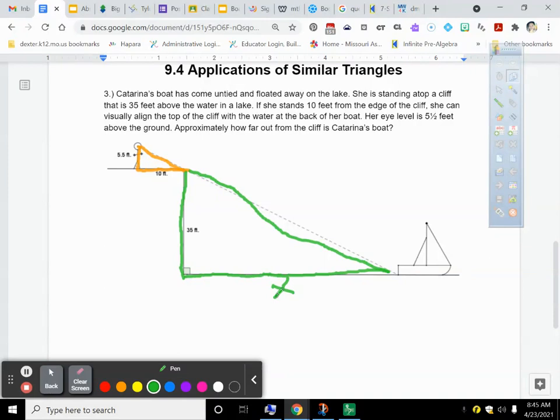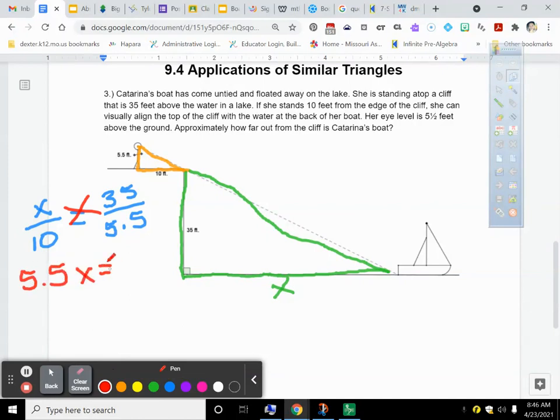All right, Taylor, how would I set up my proportion? X over 10 equals 35 over 5.5. Do y'all agree with that? He did the bottom over the bottom equals the side over the side, and he did the boat to the person on both of them, so it's perfect. All right, Bailey, what do I do next? Cross multiply, perfect, so we get 5.5x equals, Lincoln, what's 35 times 10?